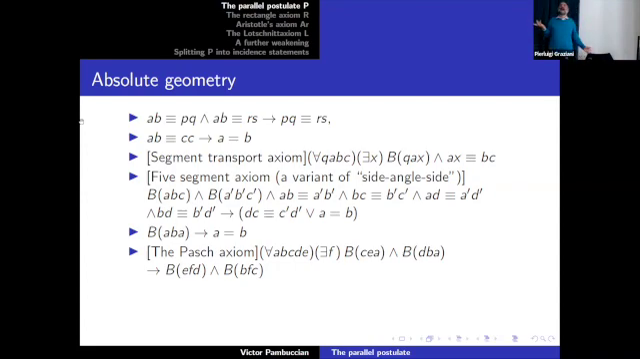So the traditional Pasch axiom is more generous. It tells you that if a line enters a triangle, then it exits it.